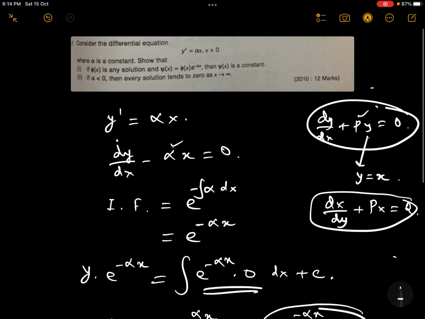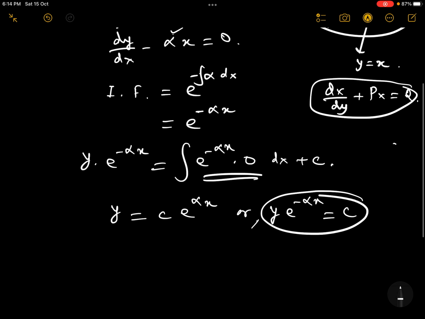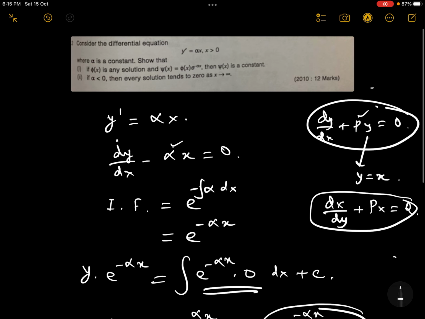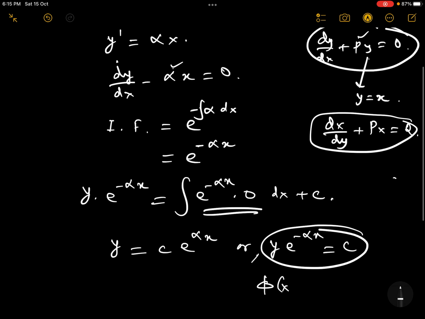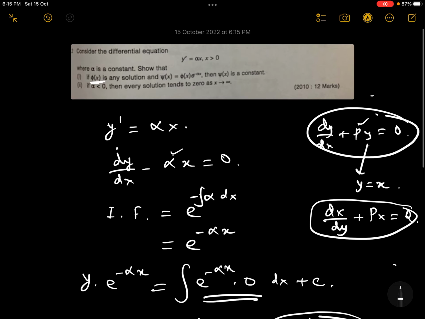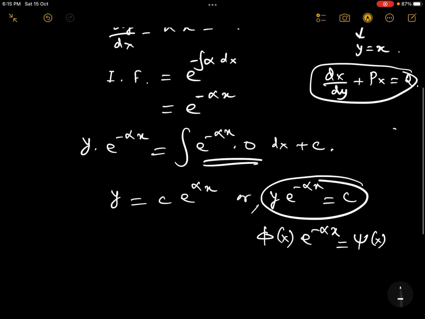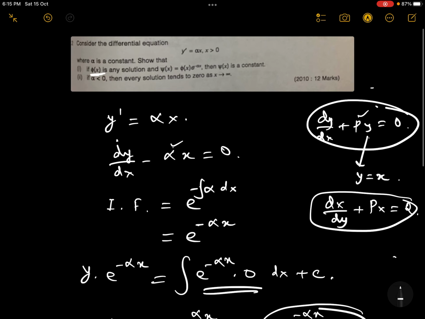Since in this given question, see, this is the general solution. No? Suppose phi x is any solution. Then what do we get? Phi x e power minus alpha x is equal to psi x. This is what is given in the question. But since this is a solution, this should be equal to c. Therefore, psi of x is a constant function. Okay, if phi x is a solution, then this part we have proved.